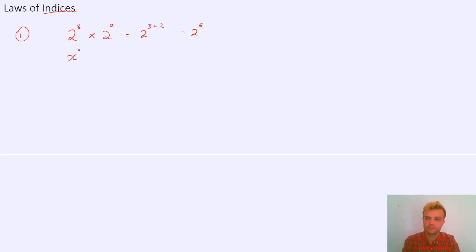So a second example, it doesn't have to be a number, it could be a letter. So if I have x to the power of 5 multiplied by x to the power of 7, my answer is going to be x to the power of 5 plus 7, which is x to the power of 12. So there's the first rule.